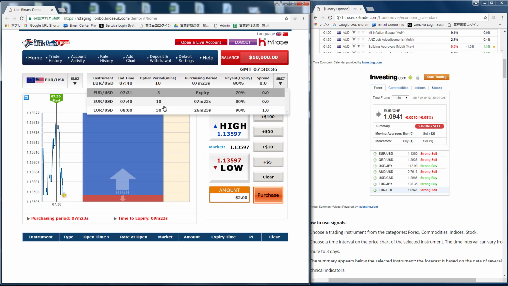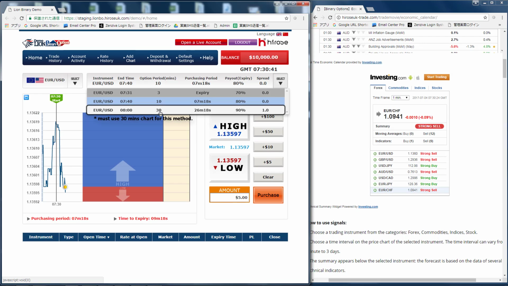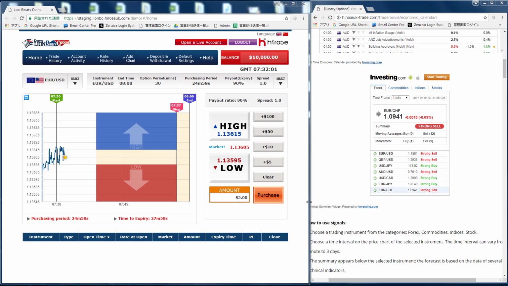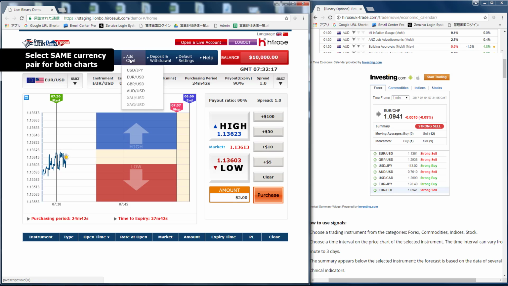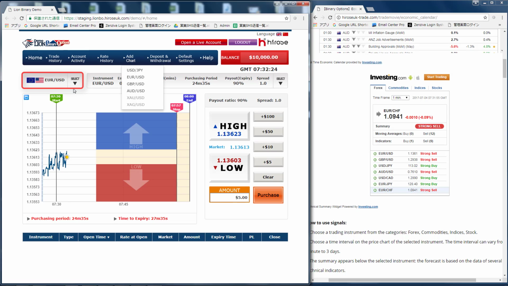Just click on it and I can choose the option period. So again, choose the 30 minutes option period for the upper chart. I say upper chart because we will need to use two charts for this 303 strategy. So to add charts, you just come to this bar on top here and click on add chart. Then you can choose the currency pair you want to add. You will have to pick the same currency pair as you picked for the upper chart, which is the Euro and US dollar.